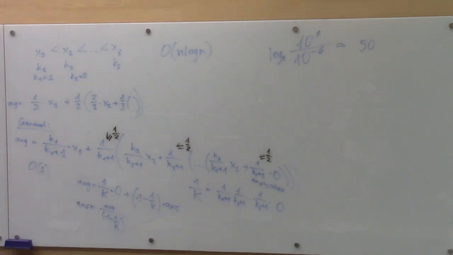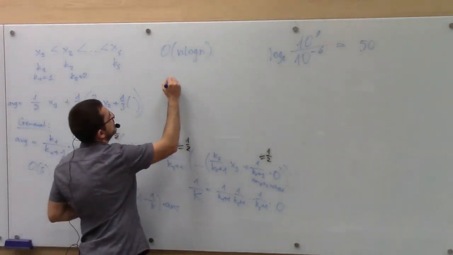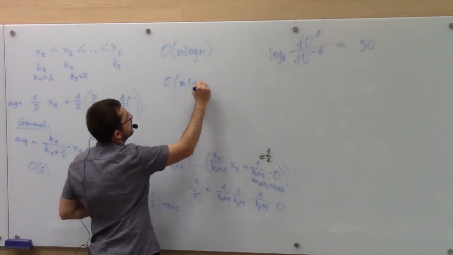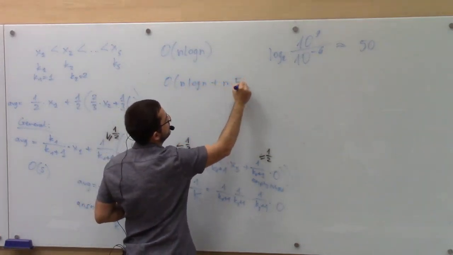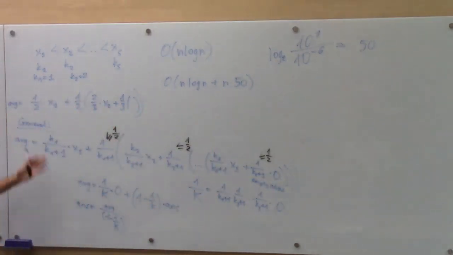And this will give us the time complexity of n log n for updating the map, plus n times this number, like 50, to calculate the formula from scratch. And this will also pass.